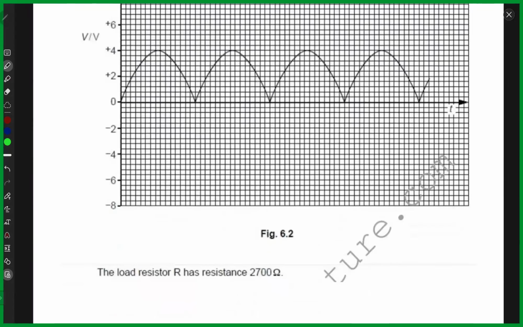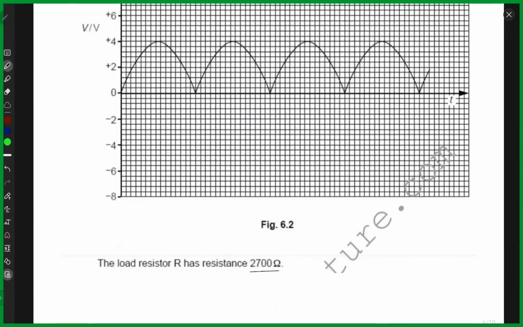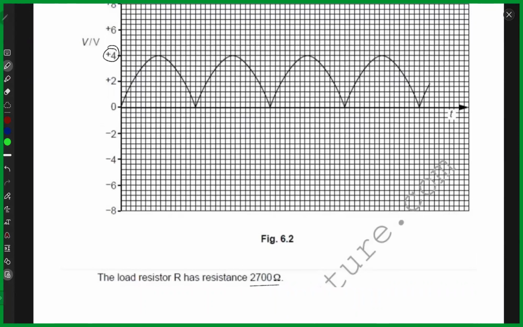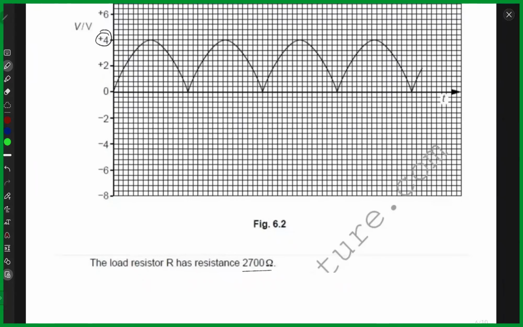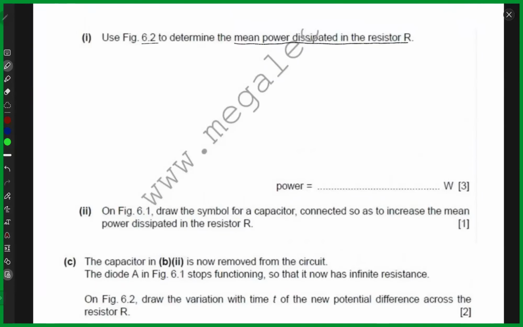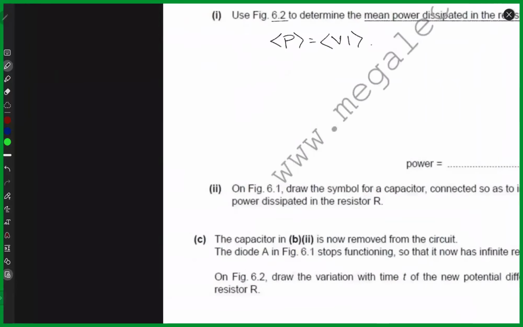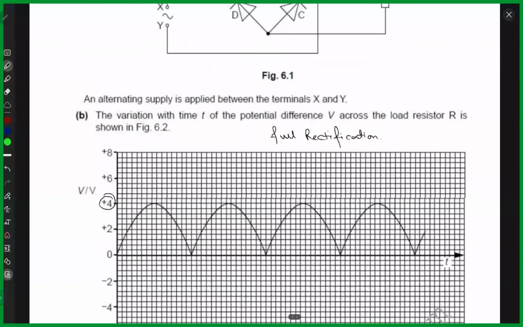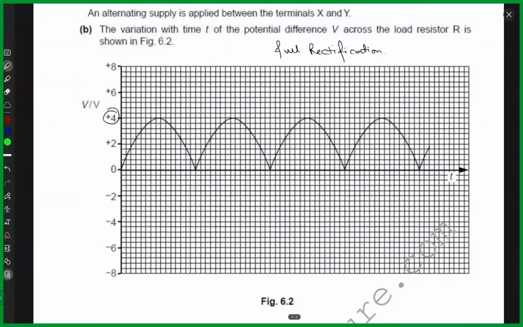Now the load resistor R has a resistance of 2700 ohms that is provided. The peak value of voltage is also given. You can see it from the graph. That's 4 volts. So use the figure 6.2 to determine the mean power dissipated in the resistor R. So again, mean power dissipated P is equal to mean VI, right? So if I go back to the graph, I need to look for the mean value for voltage. What would that be?